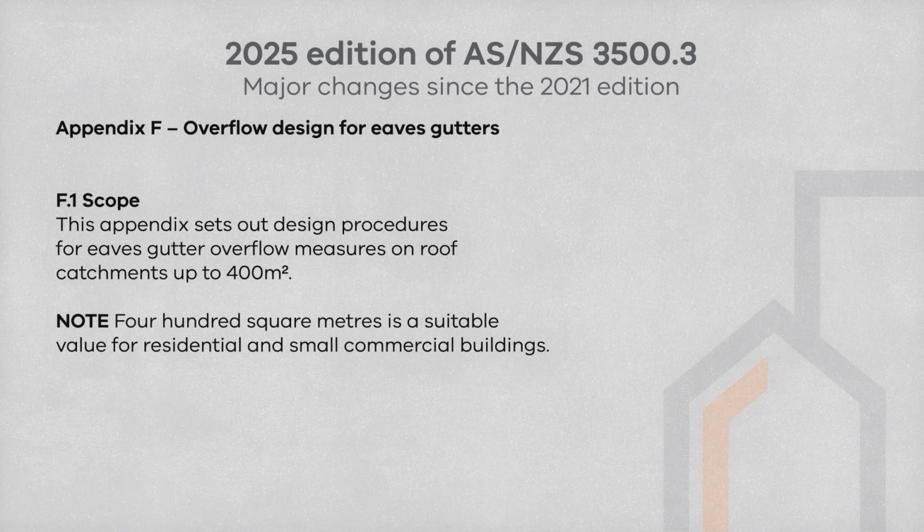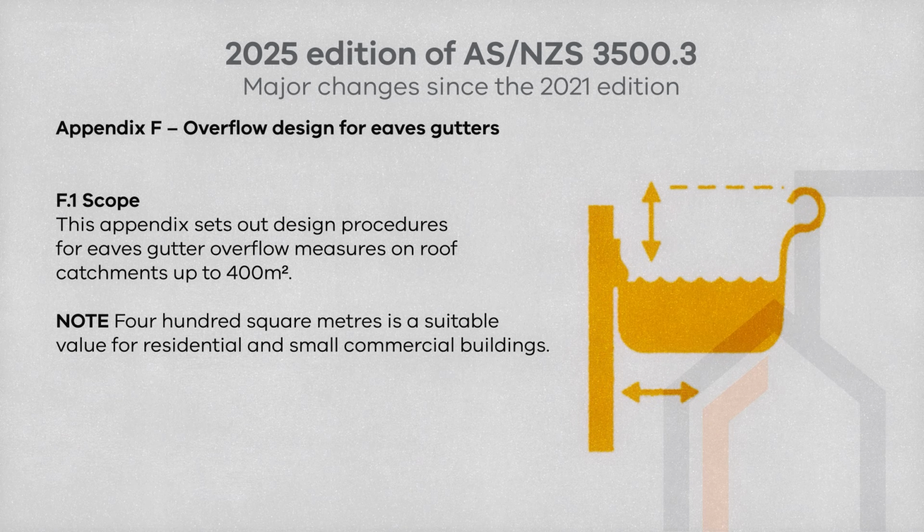Now let's move to Appendix F, overflow design for EVA's gutters. This appendix has undergone a significant change in 2025 edition. In the 2021 versions, Appendix F was informative, meaning it was optional guidance. But in 2025, Appendix F is now normative, which means it's mandatory for deemed to satisfy solutions.